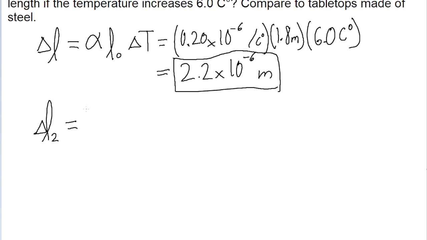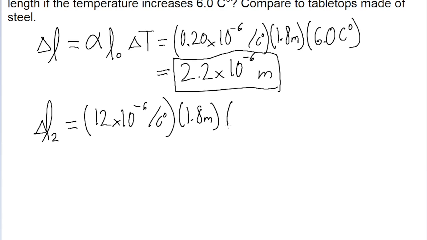So you can look up in a reference table that the coefficient of linear expansion for steel is equal to 12 times 10 to the power of negative 6 inverse degrees Celsius. Again, we multiply by the same value for the length of the table, 1.8 meters, and the same change in temperature, 6 degrees Celsius. And if we put that into a calculator, then we find a change in length of about 1.7 times 10 to the power of negative 4 meters.